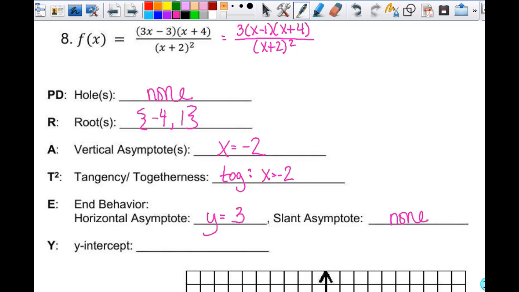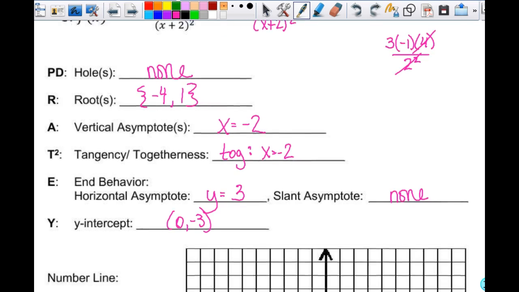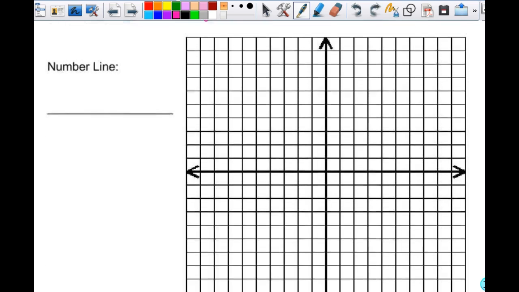My y-intercept, now since it's not multiplied out, I have to actually do a little work, but it's not that big of a deal. I just have to substitute in 0. So 3 times negative 1 times 4 over 2 squared. What's 2 squared? 4. So those just cancel out, and I just get negative 3. Everybody good? Okay.